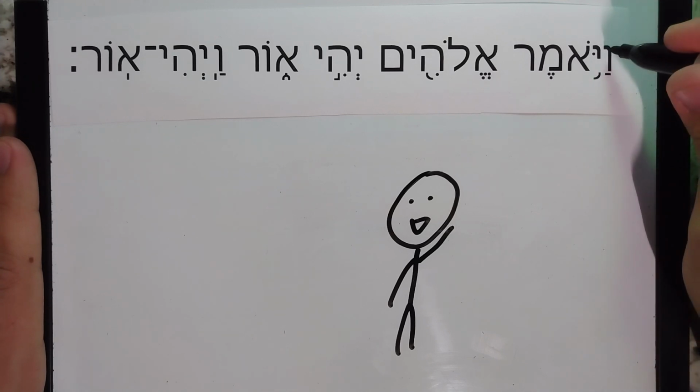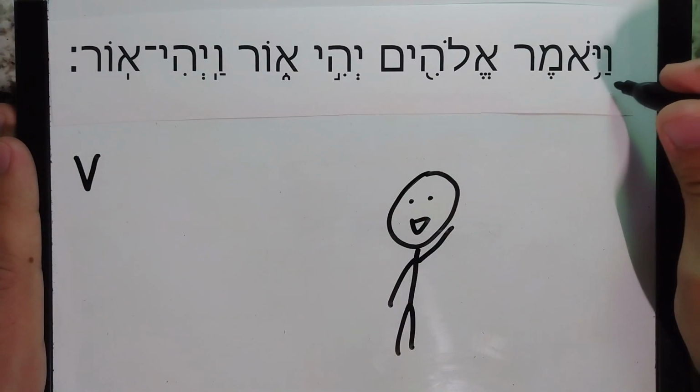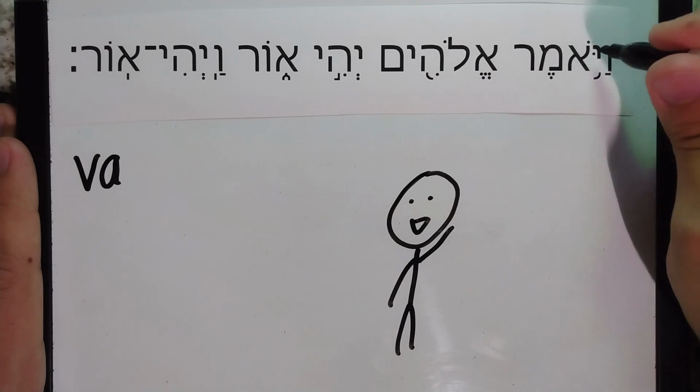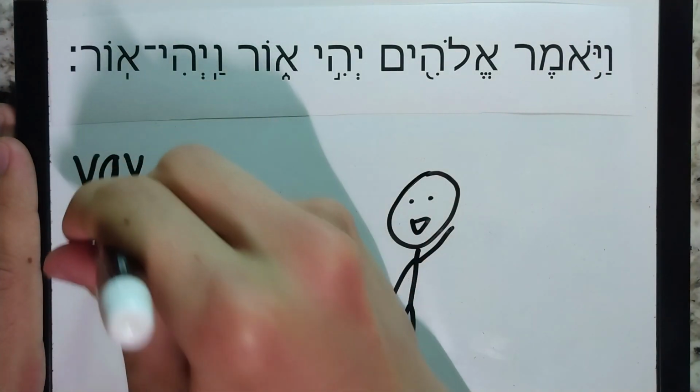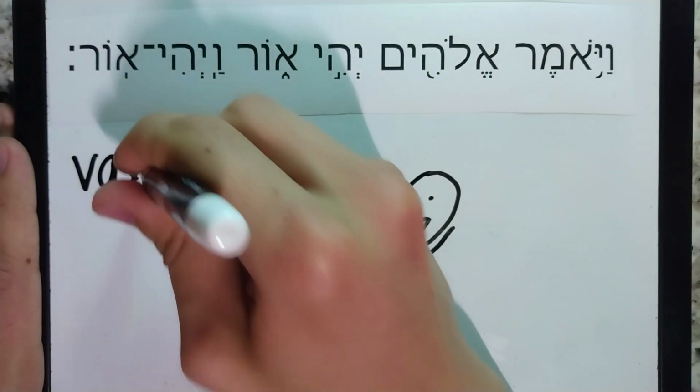This verse starts with a letter Vav, which makes the V sound. Under the Vav we have a patak, which says ah. Next is a letter Yud, which makes the Y sound. On the Yud we have a Cholam Haser, which says o.